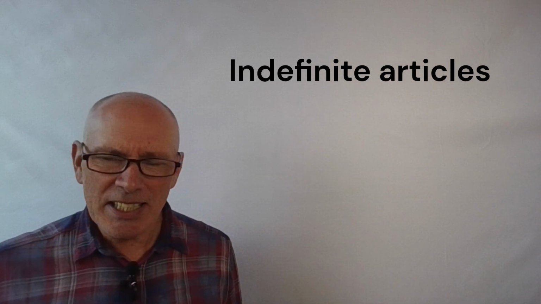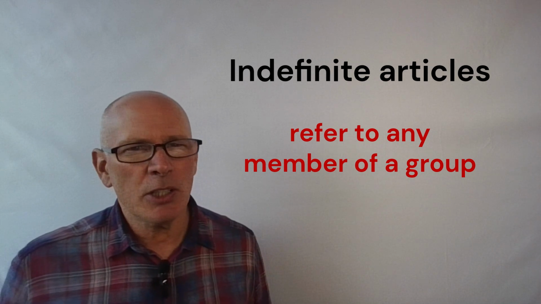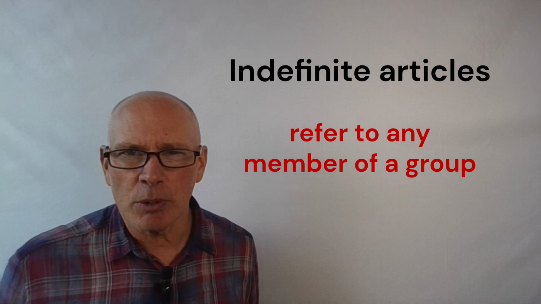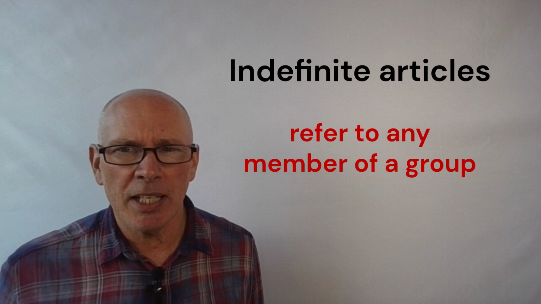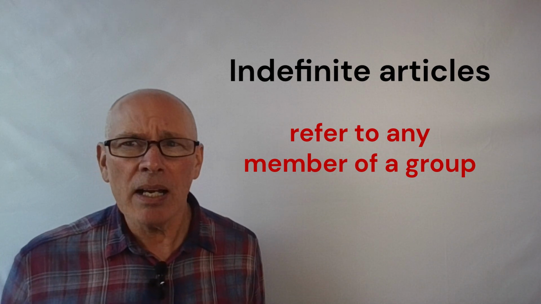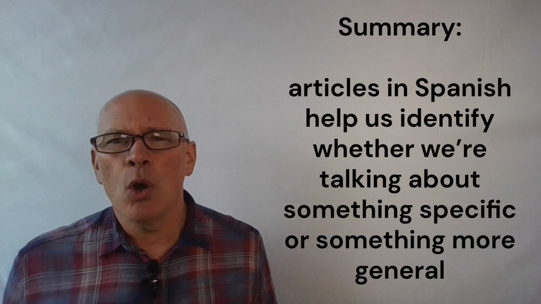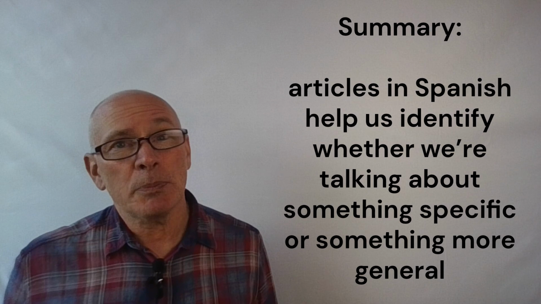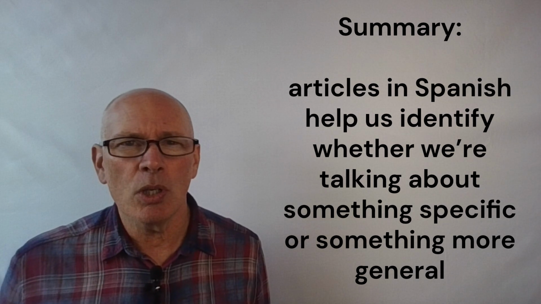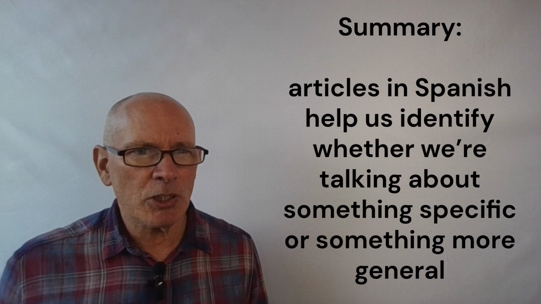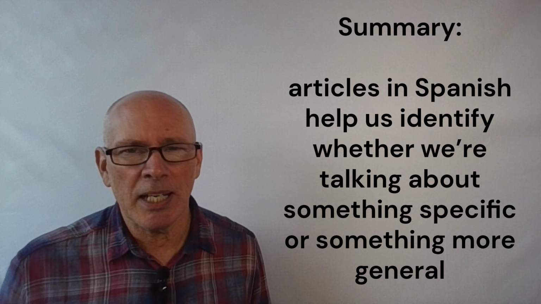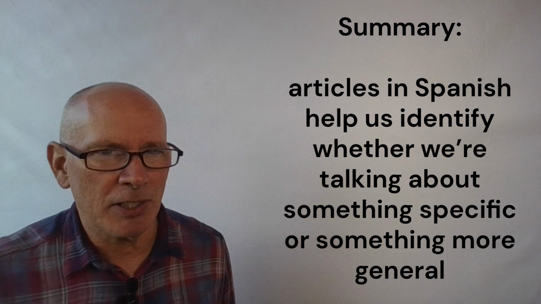So using an indefinite article means that you're referring to any member of a group. For instance, when I say una guitarra, I might be talking about any guitar, not a specific one. So in summary, articles in Spanish help us identify whether we're talking about something specific or something more general. Learning how to use them correctly will enhance your Spanish speaking and writing significantly.